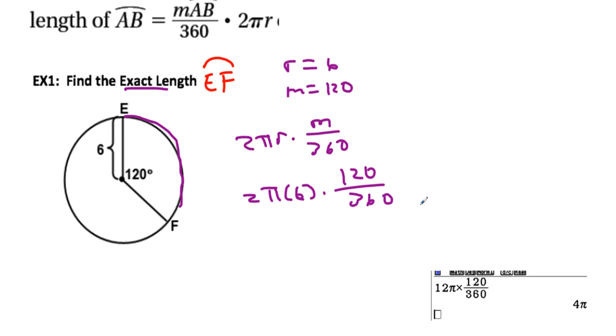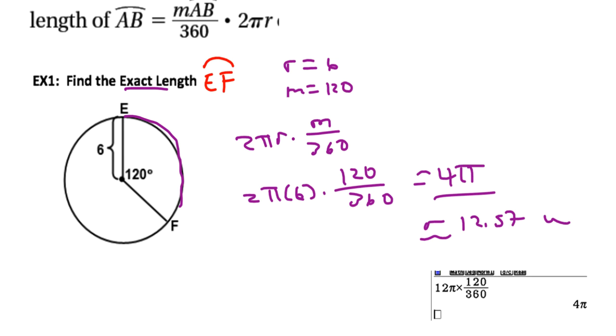Now, if you're using a calculator, you just type it in exactly the way you see it. If you're on the SAT or something like that, you may need to do this by hand. And that's nothing more than 1/3. 1/3 of 12 is 4, and you're going to get 4 pi. So whether you do it by calculator or by hand, you get 4 pi. And this is the exact. If you want the approximate, you're going to have to toss that in the calculator with the pi button and get about 12.57. And this is going to be units, all right?